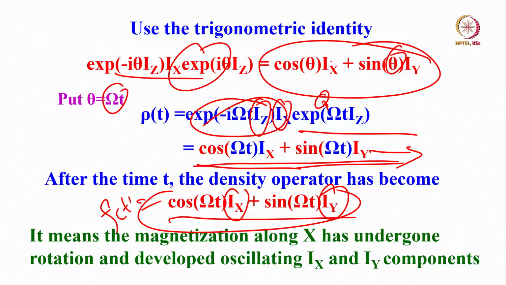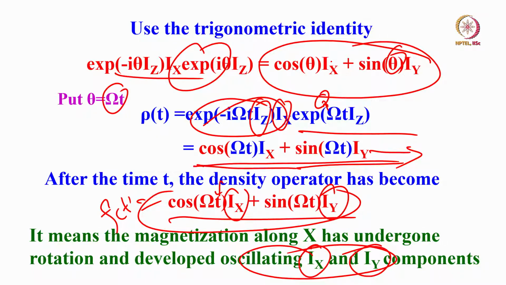Okay. It means what is happening is the magnetization which was along the x axis has undergone rotation with the time t. As time is increasing, the magnetization has undergone rotation in the xy plane and developed Ix and Iy components, which are oscillating. Cosine and sine functions are oscillating functions. So it has developed oscillating Ix and Iy components. This is what it means in the free precession.